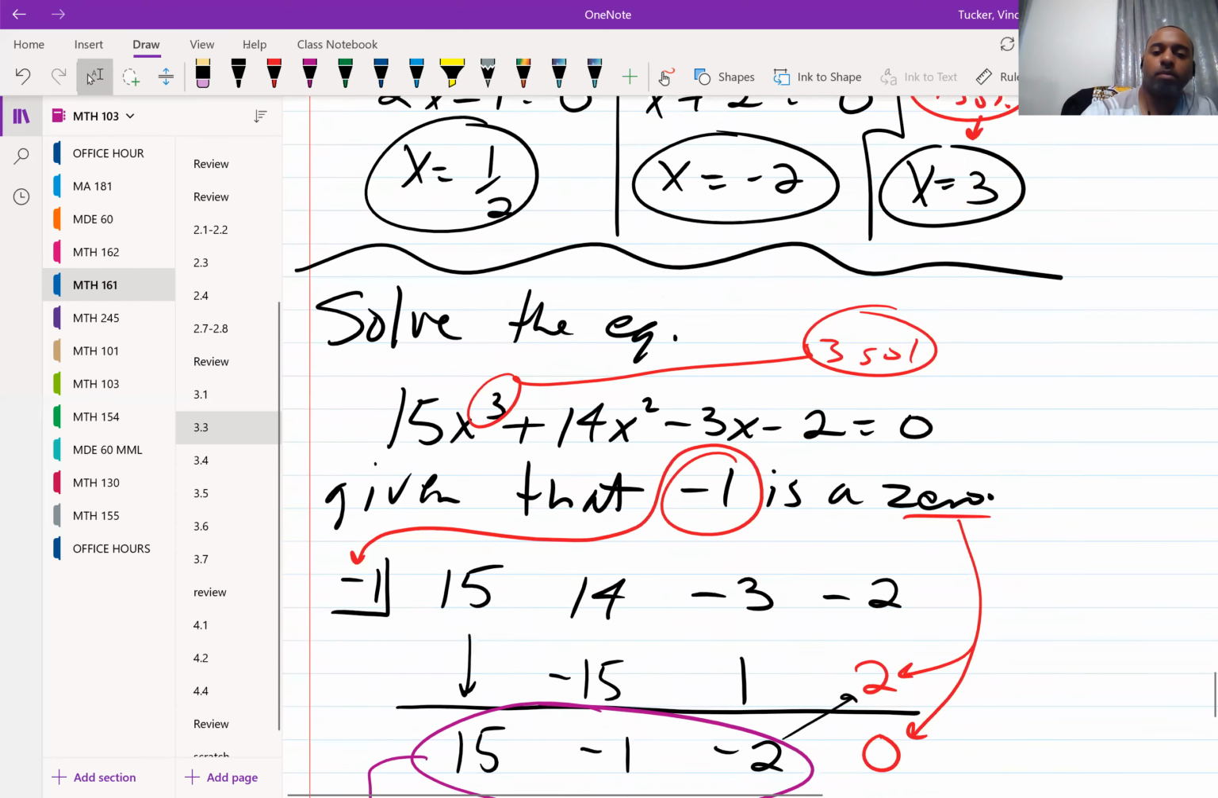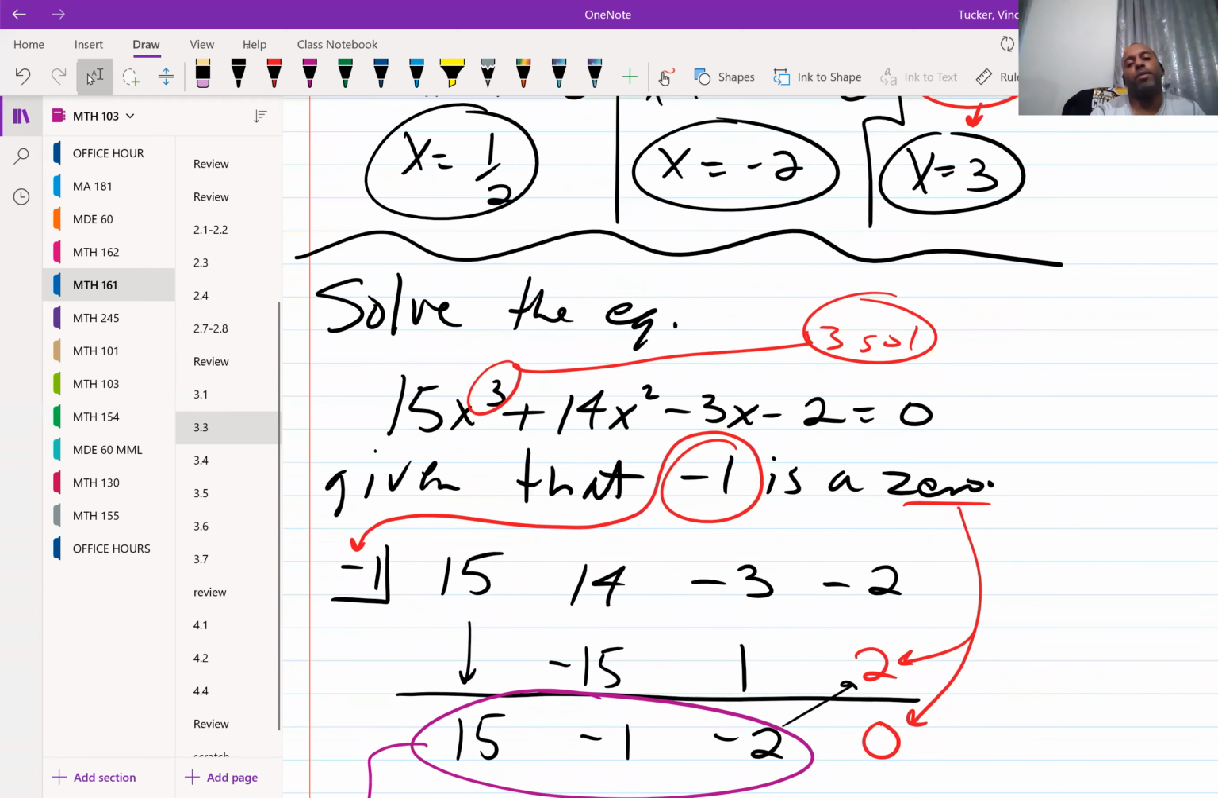Better go with the last problem. Okay, so here, similar situation. 15x cubed plus 14x squared minus 3x minus 2 equal to 0. Given that -1 is a 0. All right, so line up using your synthetic division. That'll be -1 in the box, 15, 14, -3, and -2.